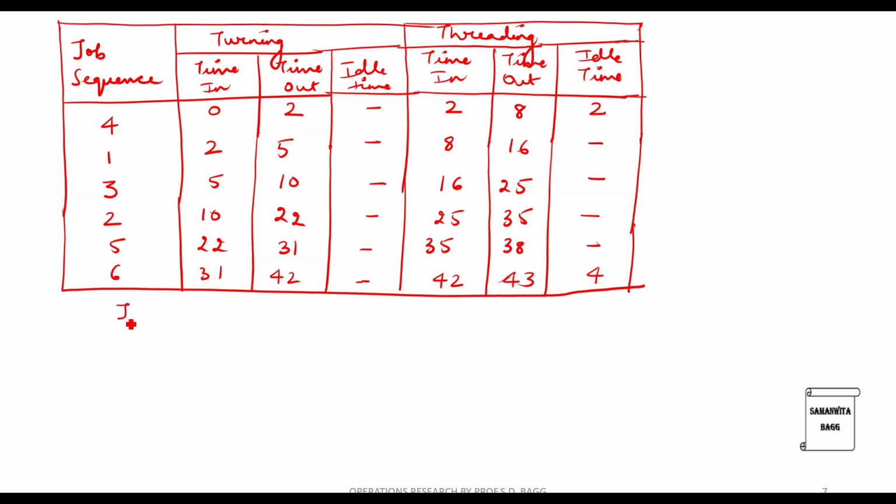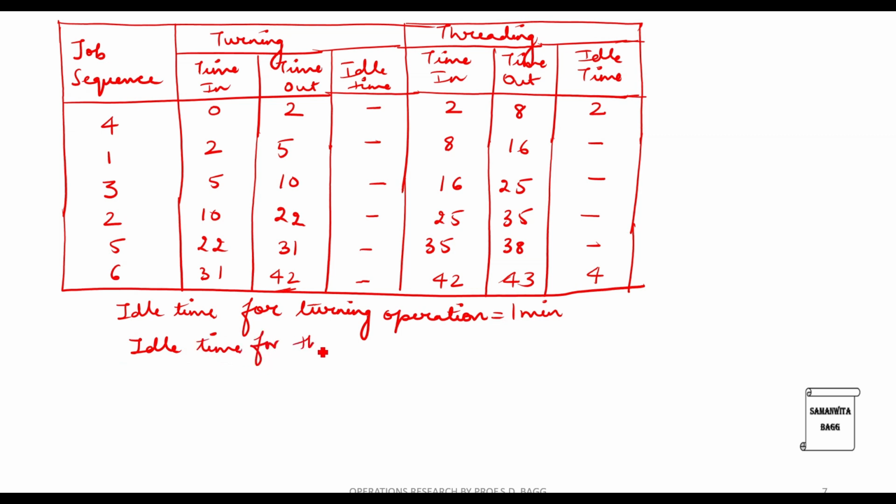The first one is idle time for turning operation. You can say it is ending at 42, but it has to still wait for 1 minute for the next sequence to start. Then we will write down the idle time for threading operation. Here it is 4 plus 2. So it is 2 plus 4 is 6 minutes.